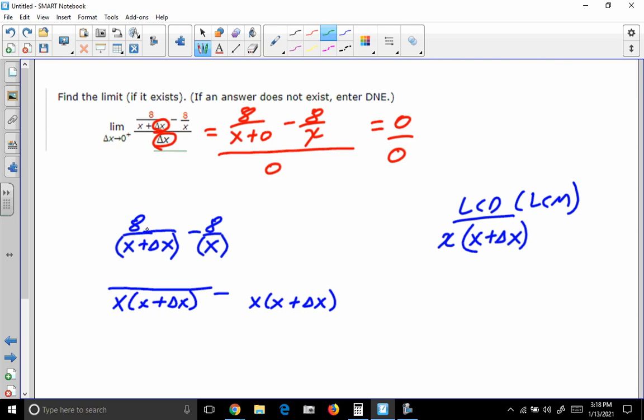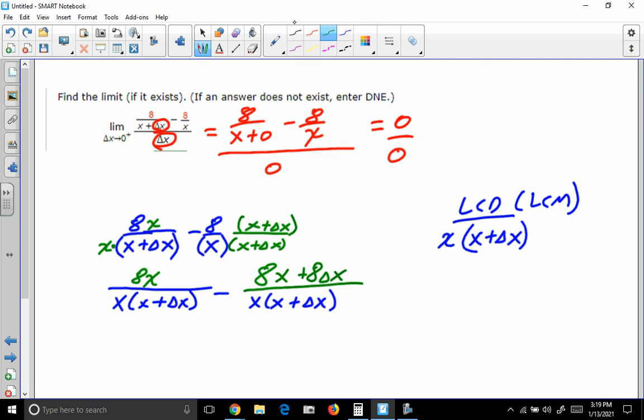So for the first fraction, we already have the parentheses on bottom, so we need to pick up an x on bottom, and if we multiply the bottom by x, we multiply the top by x. The second fraction already has an x on bottom. It needs to get an x plus delta x, so we have to do that on top and bottom. And if we distribute, we would have 8 times x, 8 times delta x.